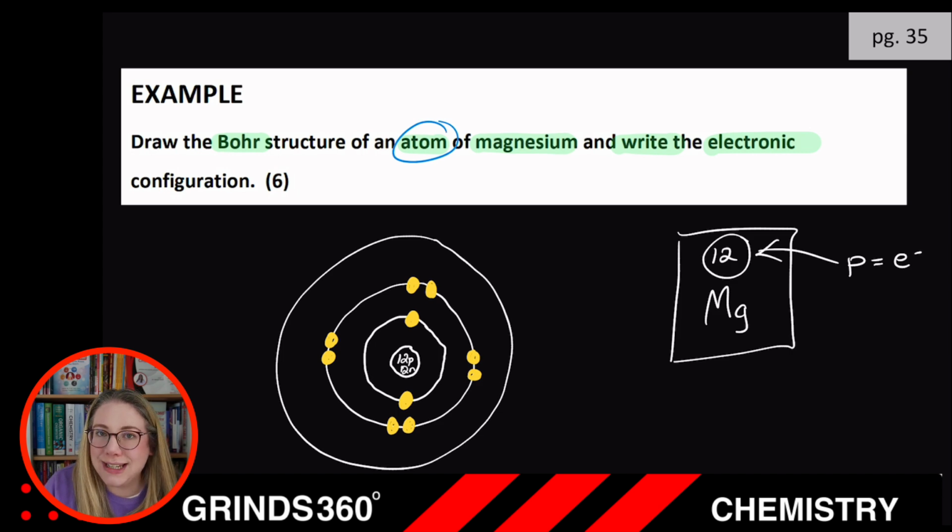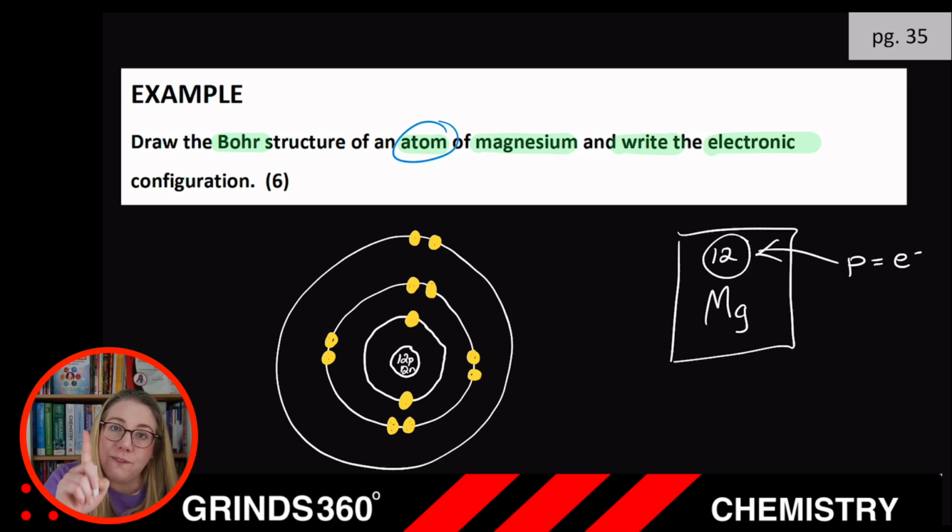But once you have 8 in the second shell, you can't put any more in there. So now we need to move to the third shell. And that's where the last 2 electrons go, in the third row. Now, to write the electron configuration, that's where you tell the examiner how many electrons are in each row.